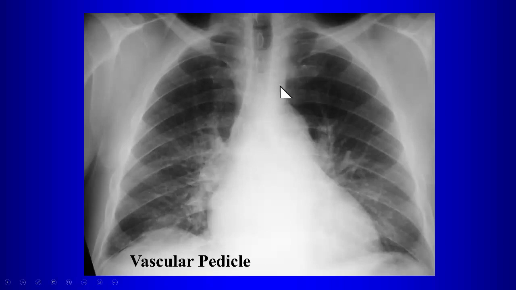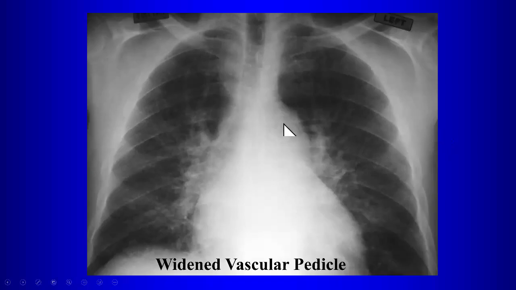The left border of the vascular pedicle is made up of an arterial structure, the left subclavian artery, so you can get enlargement to the left if you have atherosclerotic disease, if you have an aneurysm, systemic hypertension. These are things that can give you enlargement towards the left side.